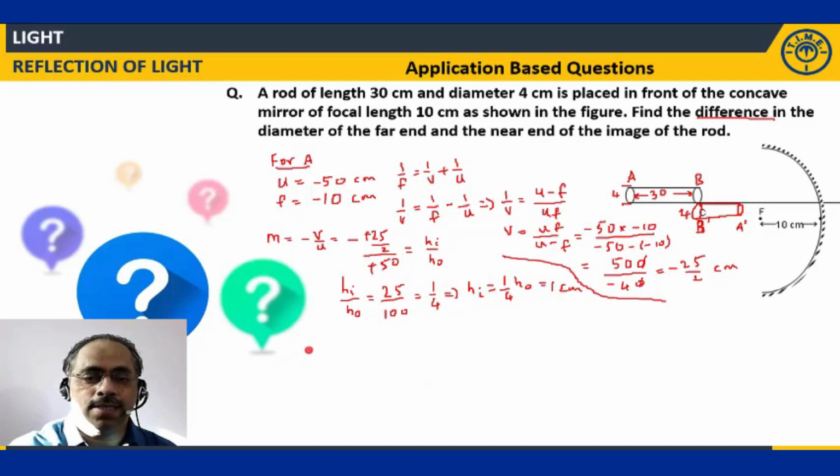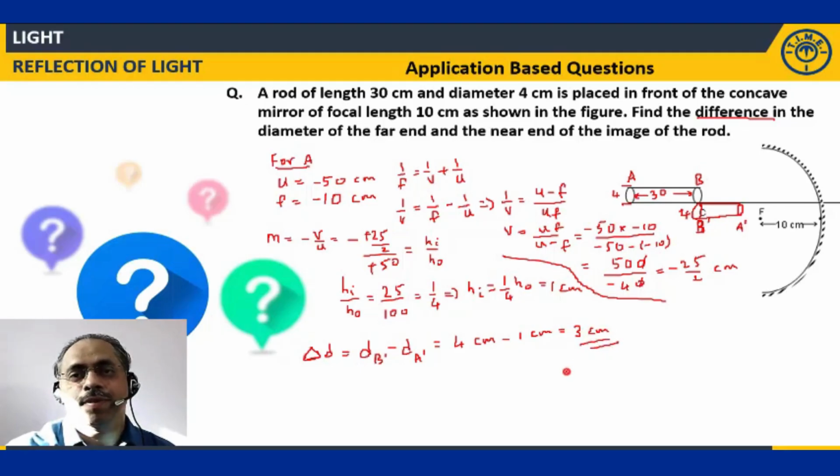So I can write say delta D, difference in the diameter, is equal to diameter at B dash minus diameter at A dash. Diameter at B dash is nothing but 4 centimeter. At A dash it is 1 centimeter. So I'll get it as 3 centimeter. This is the answer. Appears to be a little bit difficult, but once you try to begin the solution, it is as simple as that. Clear?